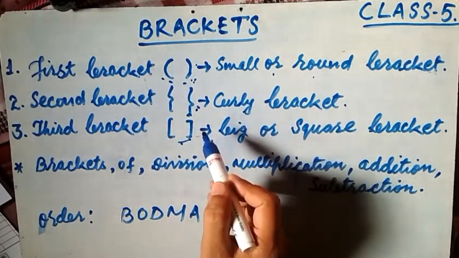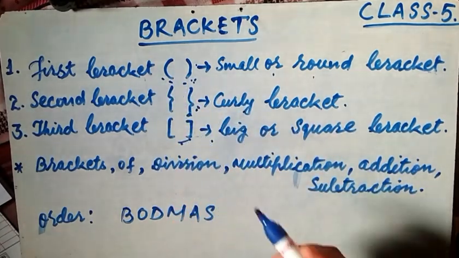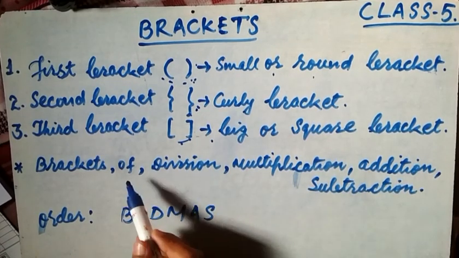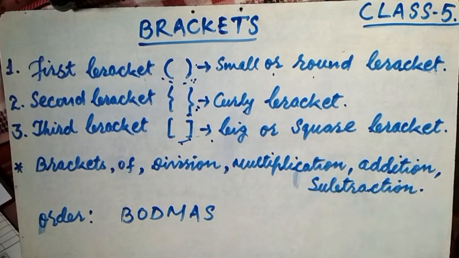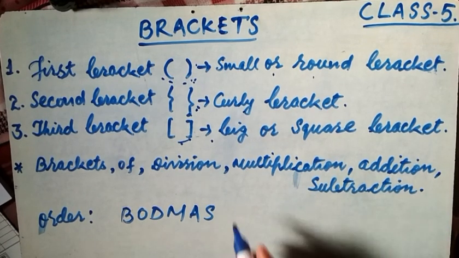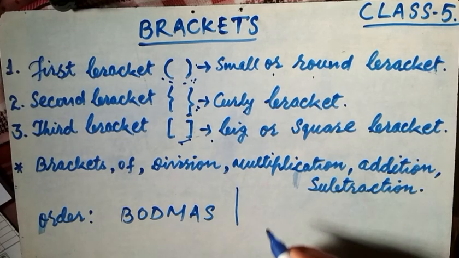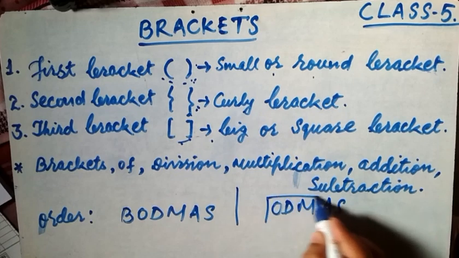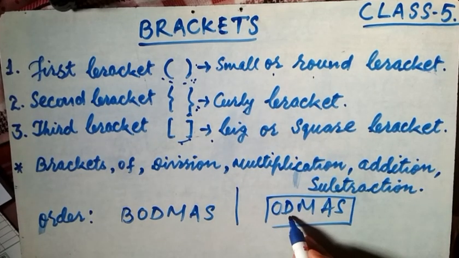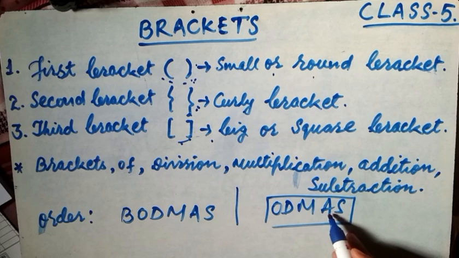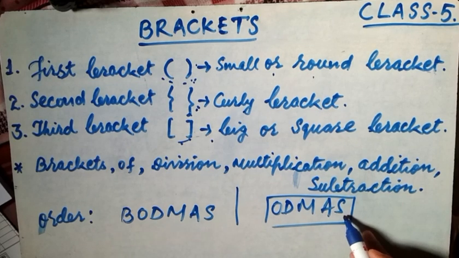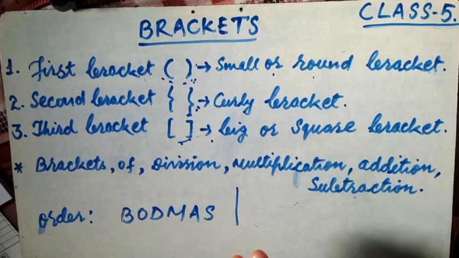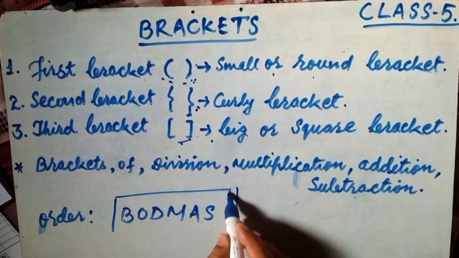We will solve many types of questions consisting of these types of brackets. Suppose one question carries one or more than one bracket, and includes the operations like of, division, multiplication, addition and subtraction. As you know friends, we have already discussed and learned about ODMAS. Here O stands for of, D stands for division, M stands for multiplication, A stands for addition and S for subtraction. But in this video we are going to learn the new thing, that is called BODMAS.